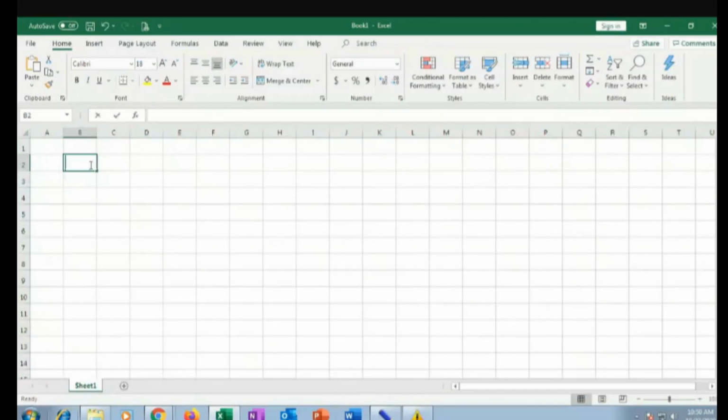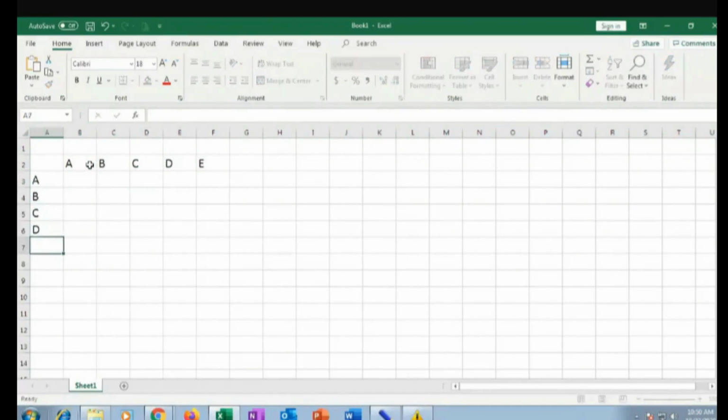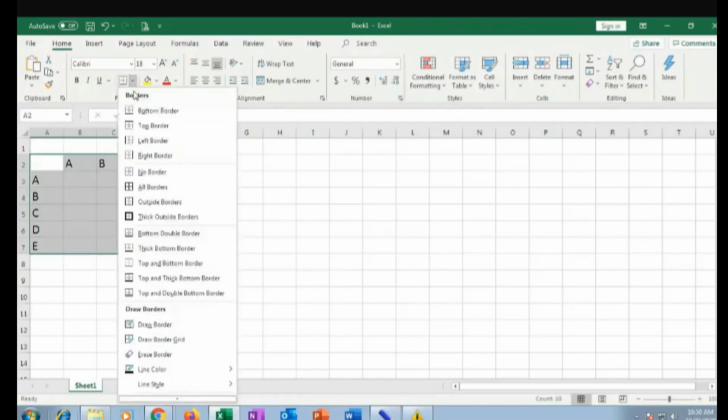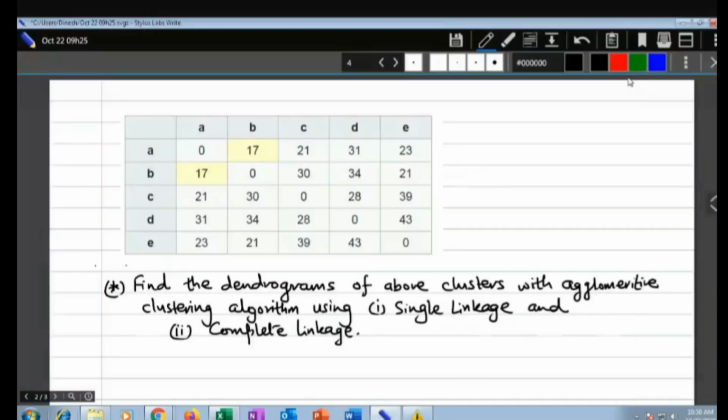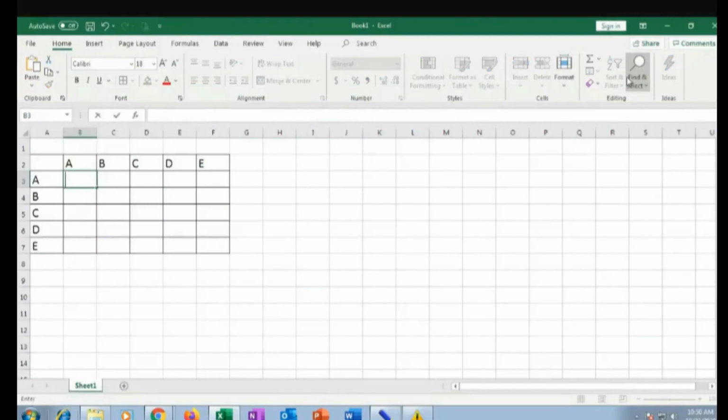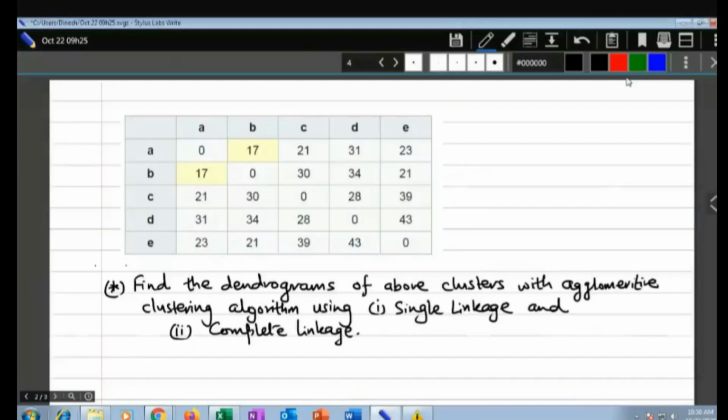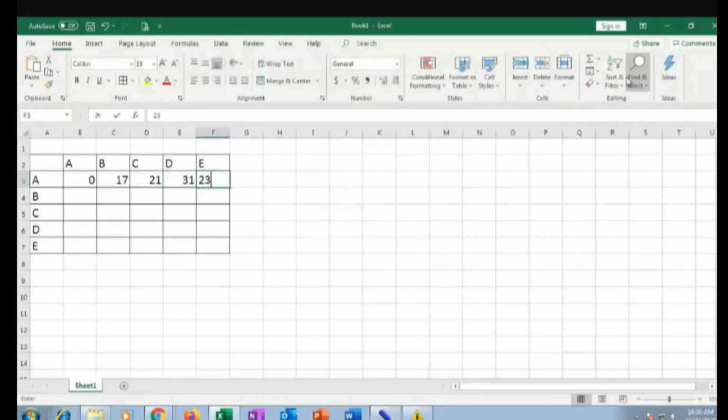So what you have is A, B, C, D, E, and A, B, C, D, and E. Now here I will first of all copy all those values: 17, 21, 31, 23. Then this is 30, 34, and 21.